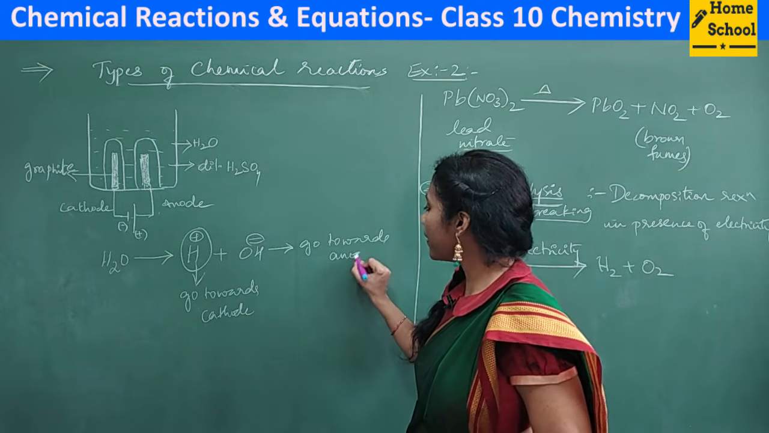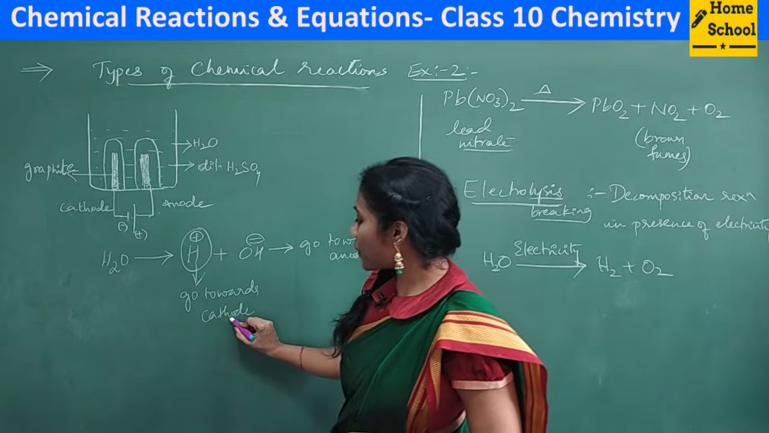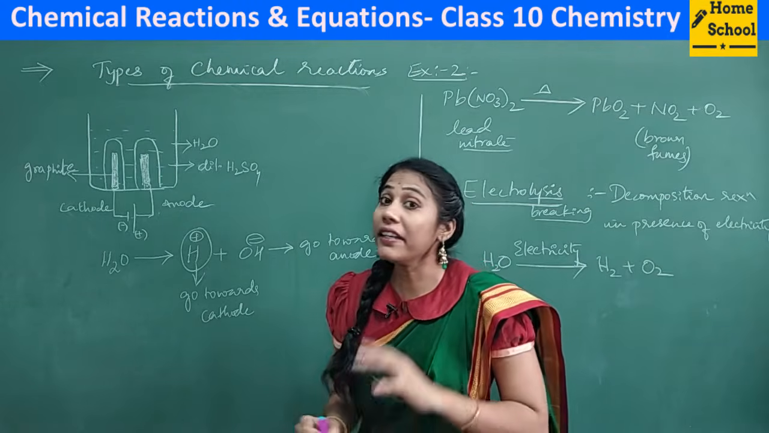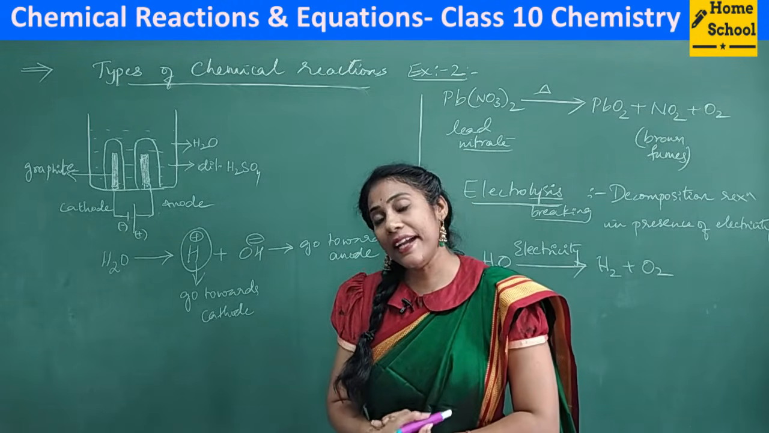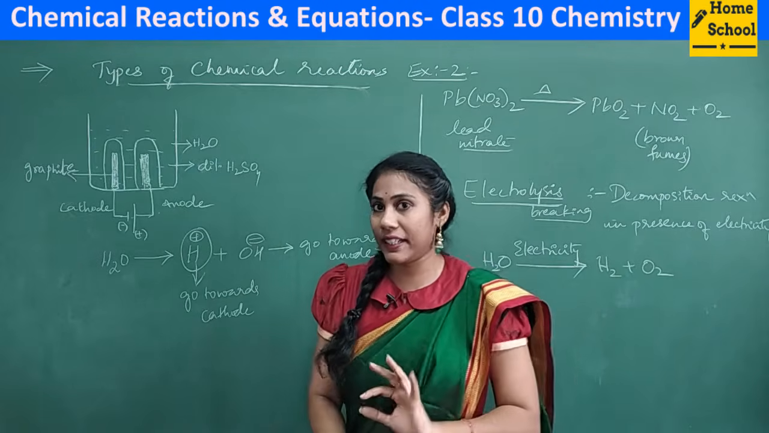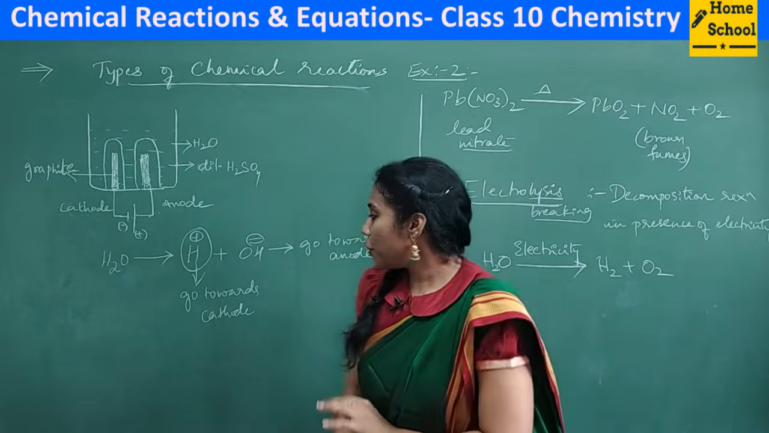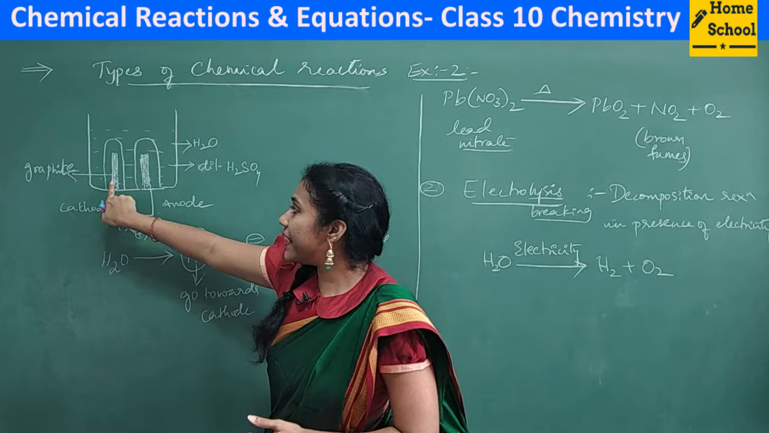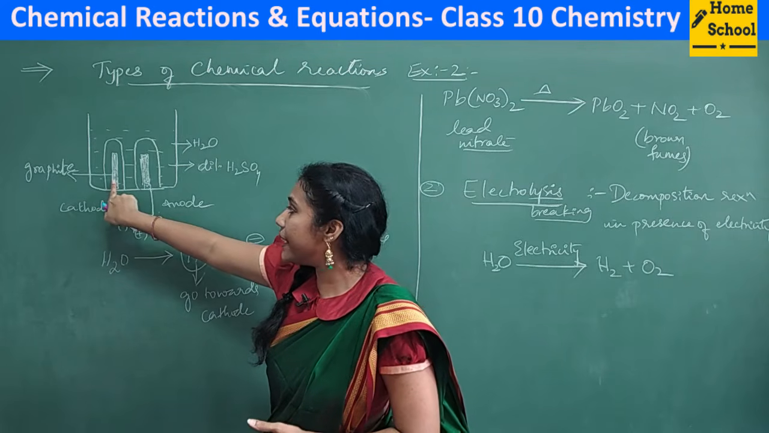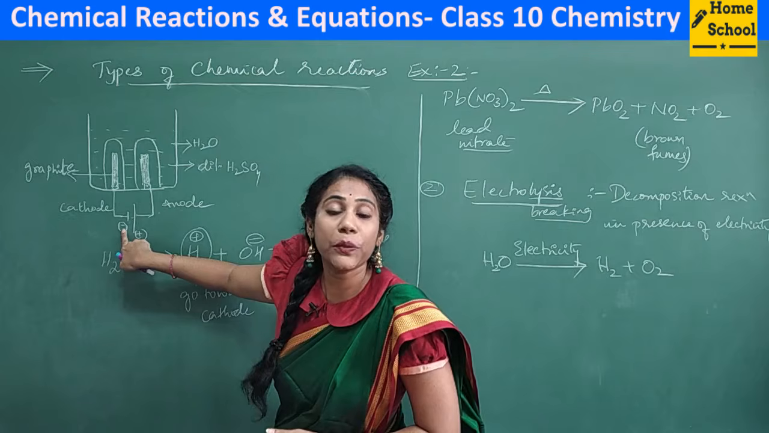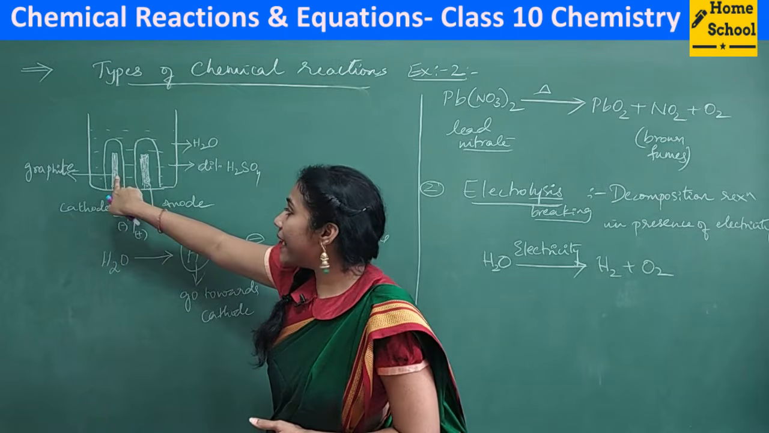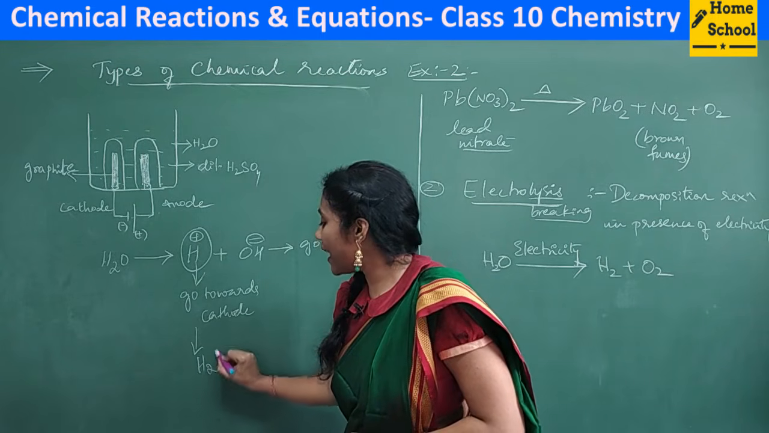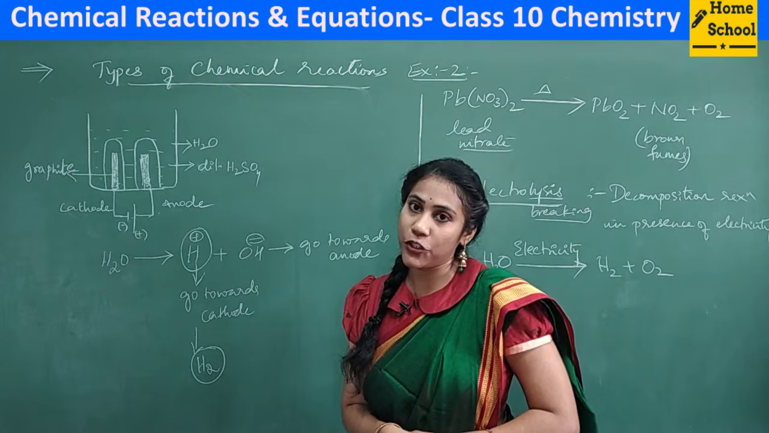So the moment H plus goes towards the cathode, a chemical reaction called reduction occurs. You will understand the meaning of reduction in later classes. Don't worry about this word now. This H plus, since it is positive, will go to the negative rod, the rod connected to the negative terminal of the battery. There it undergoes a reaction and gets converted into H2 gas.